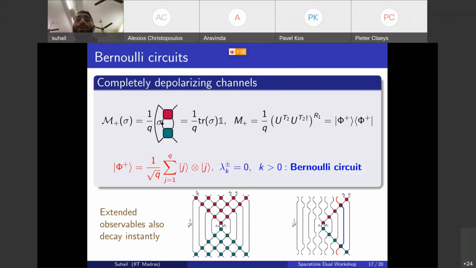And in fact, what we showed is that in these cases, owing to the property that it's not only unitary with respect to this sideways contraction, one can contract in legs like this, the partial transpose. Owing to the partial transpose, one can show that extended observables also decay instantaneously, which we have explained in our paper.